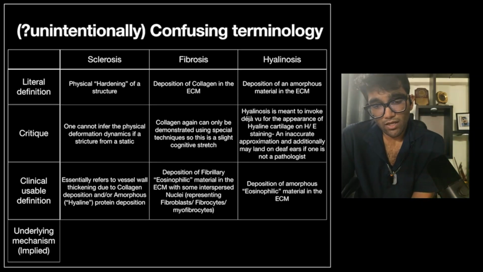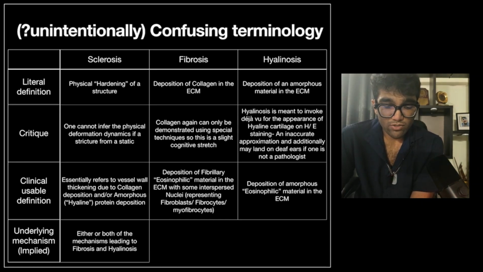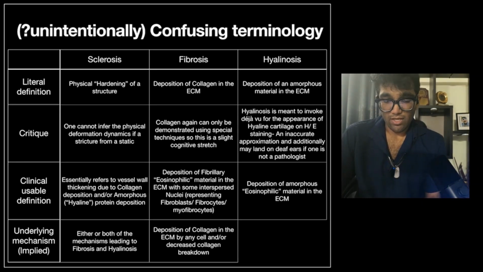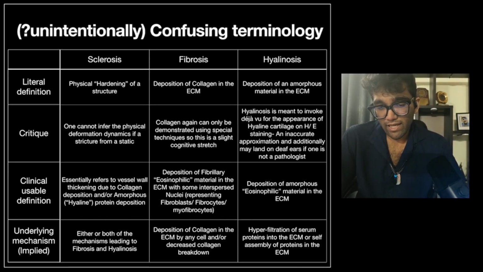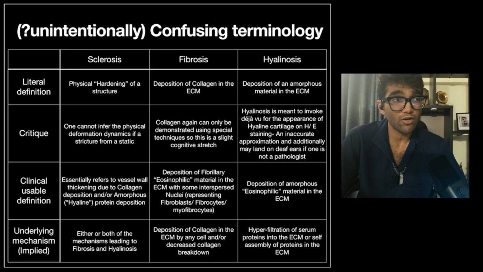Now, hyalinosis means the deposition of an amorphous eosinophilic material in the extracellular matrix, and therefore this implies a certain mechanism to the pathology that you see. So, sclerosis could either mean fibrosis or hyalinosis. Fibrosis means there's deposition of collagen in the extracellular matrix by any cell, but it also could mean a decrease in the breakdown of extracellular matrix collagen. And finally, hyalinosis implies that there is hyperfiltration of serum proteins, which happens only when there is increased hydrostatic pressure within the glomerulus. So it implies that there is intraglomerular hypertension.